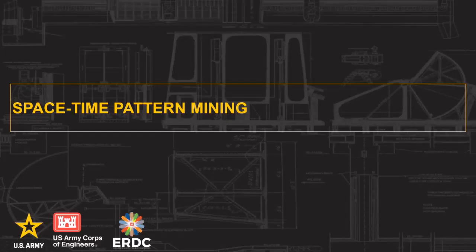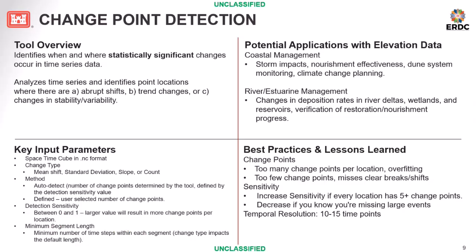Thanks, Scott. So I'm going to start y'all off with the space-time pattern mining tool sets. Next slide, please. We're going to get started with change point detection. So change point detection identifies when and where statistically significant shifts occur in elevation time series data, and it distinguishes between gradual geomorphic change and episodic event-driven change, which makes it particularly valuable for detecting storm impacts or monitoring beach nourishment effectiveness. And it also can help track sediment deposition in coastal or riverine environments.